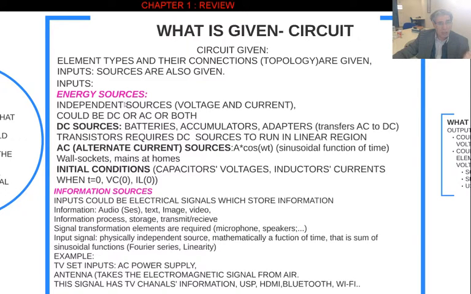So another energy source is AC, alternating current sources. In every house we've got this energy source. The other end of this energy source is the energy centrals.